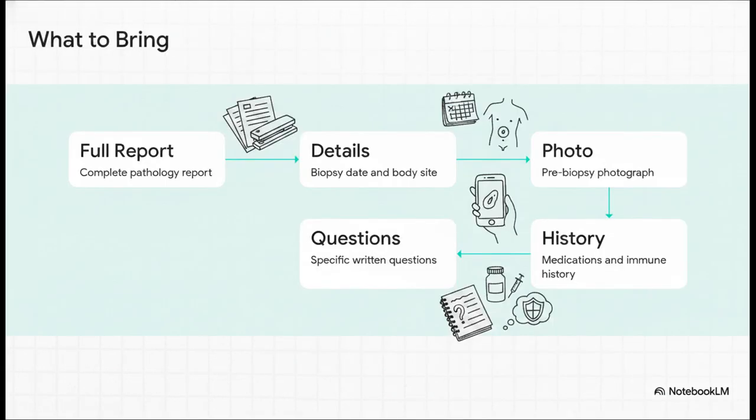So how do we put all this into action? Here is a quick, exact checklist of what you need to bring to your next treatment visit to really empower yourself. Step 1. Bring the complete pathology report, the whole thing, including all addenda and comments. Step 2. Make sure you know the exact date of the biopsy and the exact spot on your body. Step 3. If you snapped a photo of the spot before it was biopsied, bring that too. Step 4. Have your current medication list and any history of immune suppression ready. And step 5, write down your specific questions for the doctor beforehand. Please, don't rely on your memory in the heat of the moment.